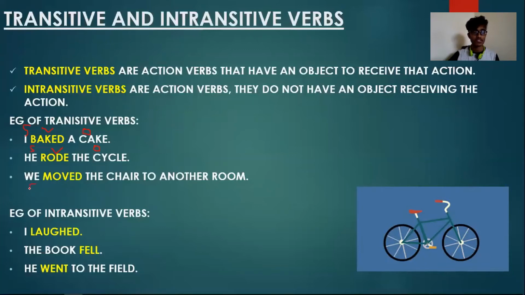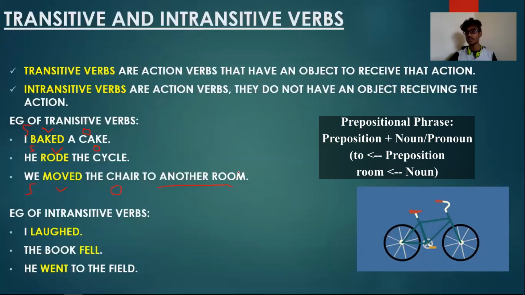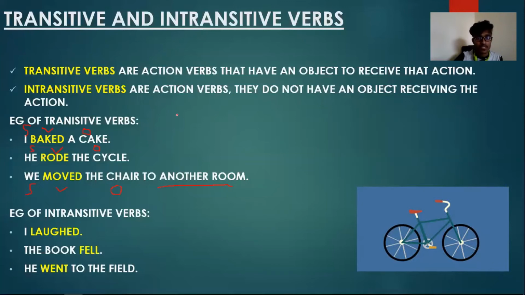We is the subject, moved is the verb, the chair is the object. To another room is nothing but a prepositional phrase. Okay. If you notice one thing that is common in transitive verbs, all the sentences have a subject, a verb, and an object. So according to the definition, they are action verbs that have an object to receive that action. There is an object, hence it's a transitive verb.